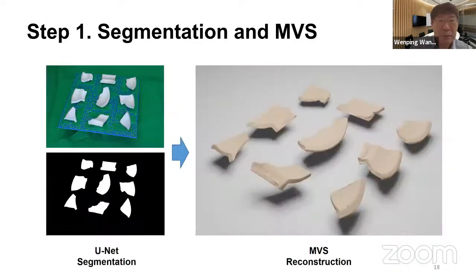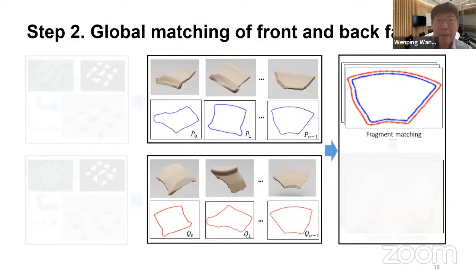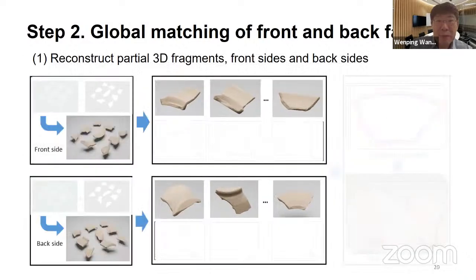All right, first, of course, is the segmentation. We develop our own segmentation methods. That's a simple task. We use OpenMVS, off-the-shelf software, to perform this partial 3D reconstruction. The other side cannot be seen, and then we have front sides and back sides. So how do we match them together?